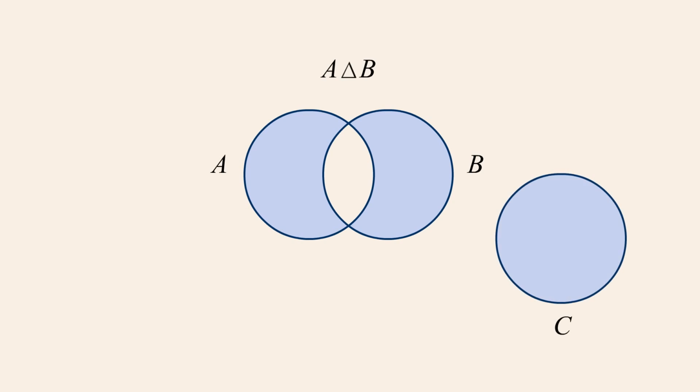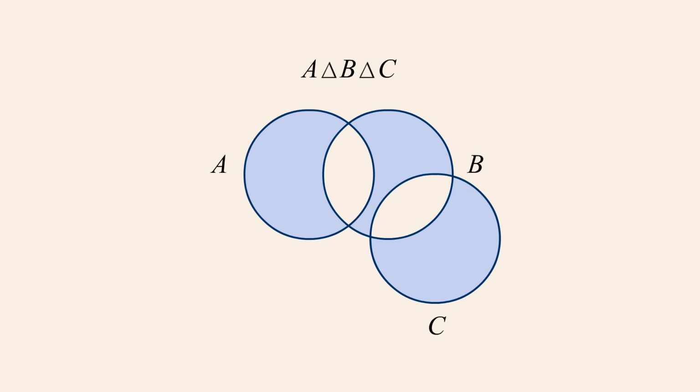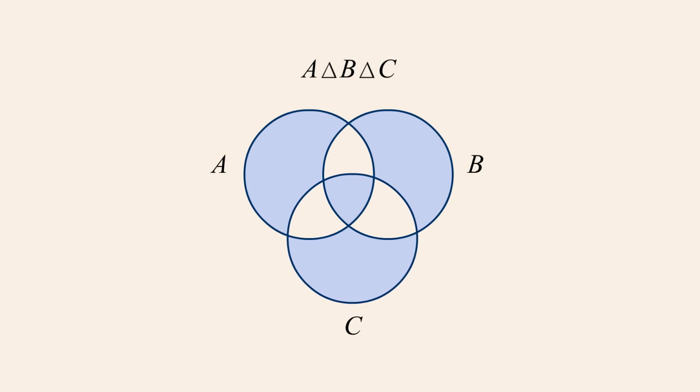We then take the symmetric difference of the set we just formed with the third set, C. This second symmetric difference excludes any regions which intersect between C and the previous set. However, in the empty region of the previous set, there is nothing to intersect with set C. Therefore, any part of C which overlaps this empty region will not be excluded.